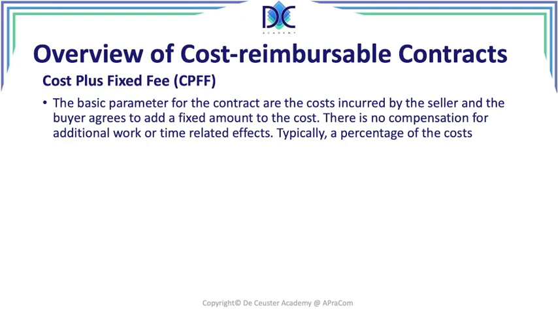Now we have a basic parameter of the contract: the costs incurred by the seller, and the buyer agrees to add a fixed amount to the cost. There is no compensation for additional work or time-related effects. It's typically a percentage that is added to the cost.